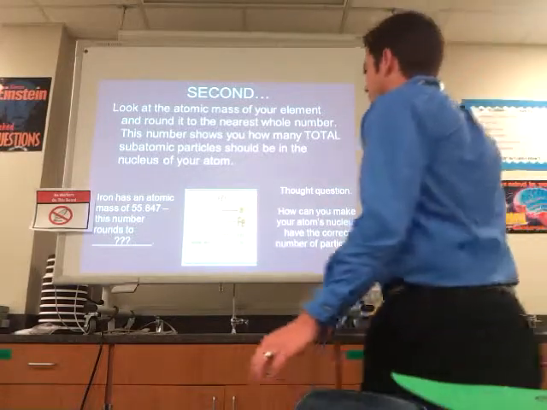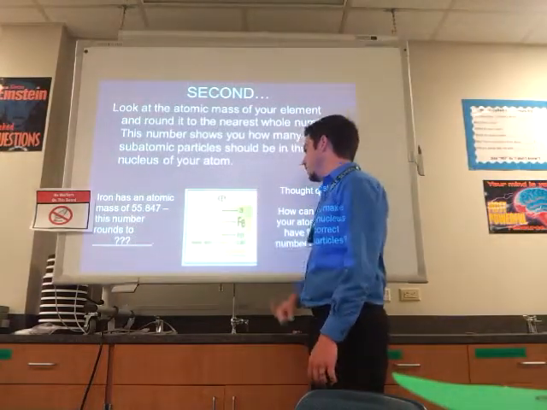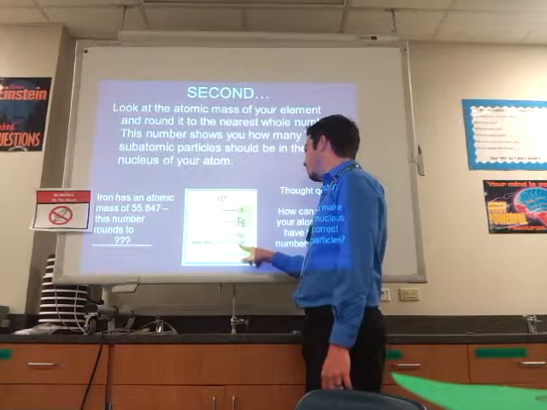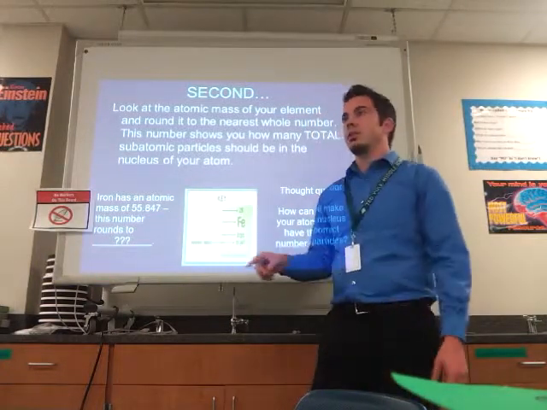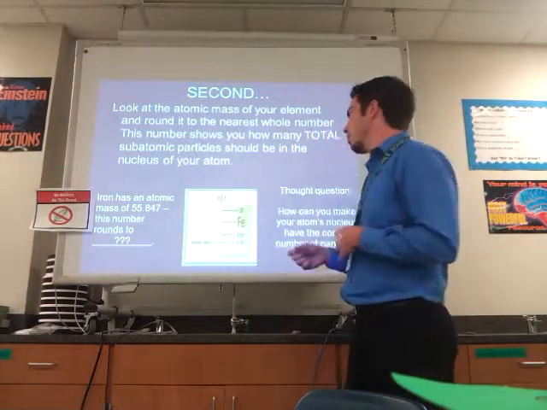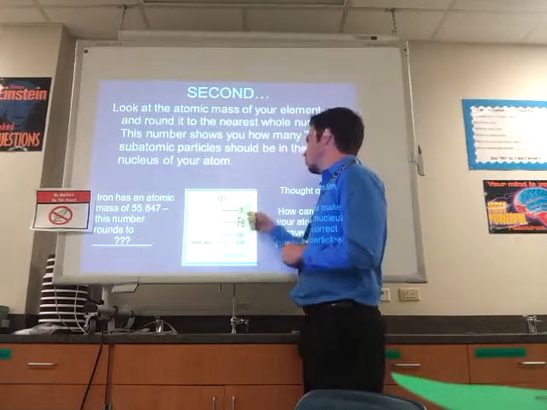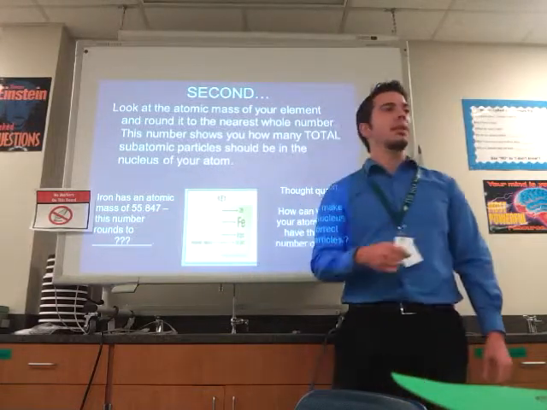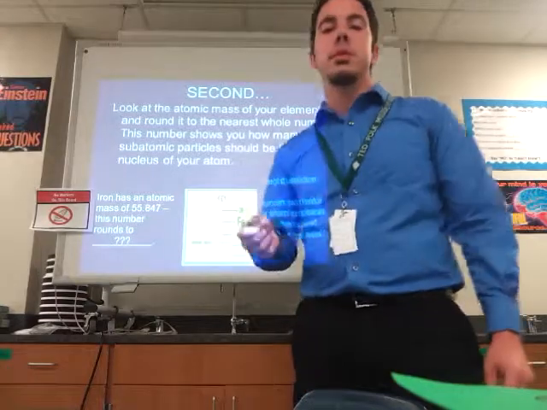So for example, if we use iron, Fe, its atomic mass is 55.8. That rounds to 56, and here's the whole number. Take 56, we subtract 26 protons, and that gives us 30 neutrons.